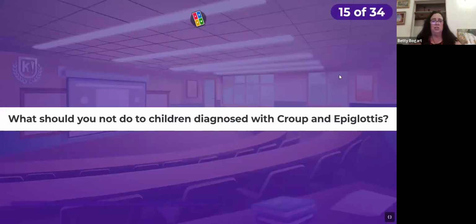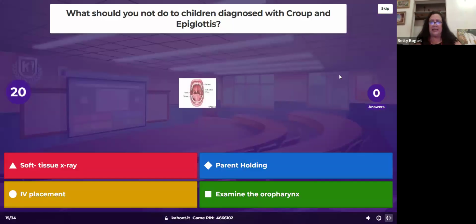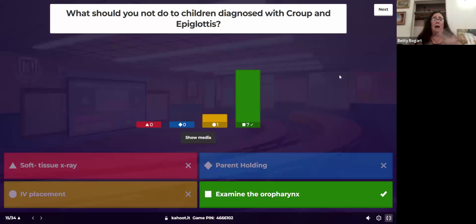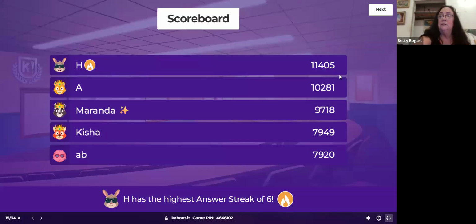What should you not do to children diagnosed with croup and epiglottitis? And I could put in there tonsils too. Leave the mouth alone. When you're talking about an inflammation, an itis, swelling somewhere, you don't want to make more. So leave it alone. Only a person who can intubate can go and look in the mouth with like a tongue depressor, etc.